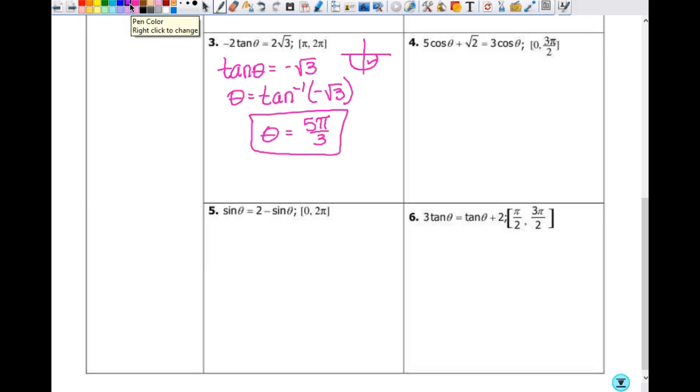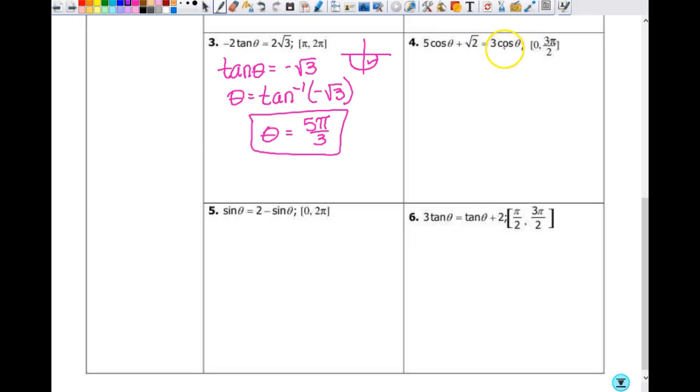You're going to treat the cosine thetas or all the little trig functions just like variables until the very end. So you can pretend like this is 5x plus the square root of 2 equals 3x, right? And you handle them the exact same way. So I'd want to get all my variables on the same side, right? So I'll want to subtract 3 cosine theta from both sides. But if I do that, what ends up over here?